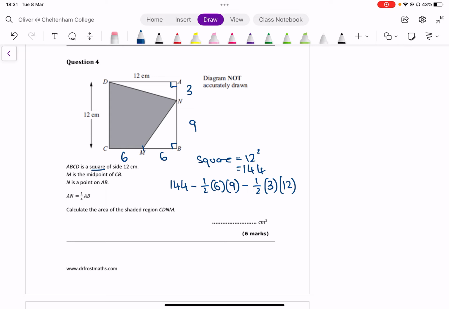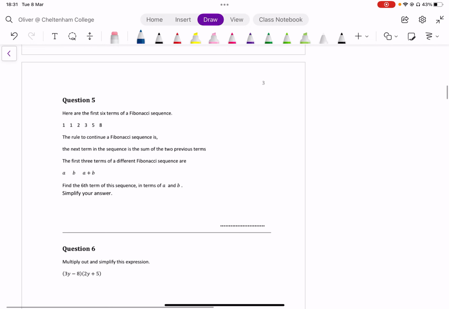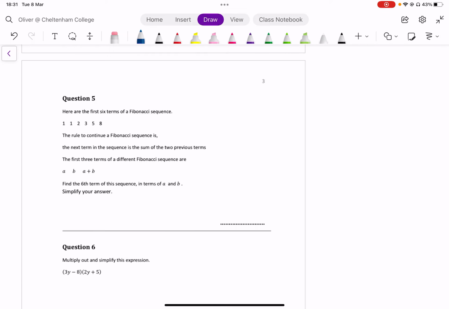So 144 minus 27 minus 18, I think, is what those equate to. Just with all of this, just check my calculations because I'm going through at a reasonable pace here. 0.5 times 3 times 12. So I reckon that's 99, which looks good because that adds up to 45. Yeah, okay, 99. And you've obviously got the solutions at the end of the worksheet.